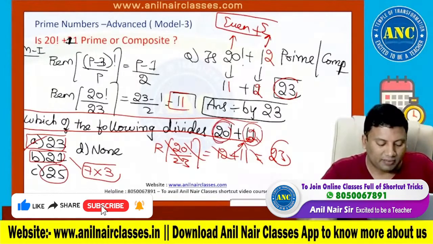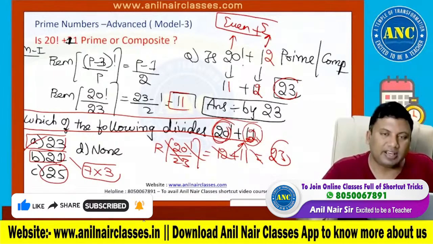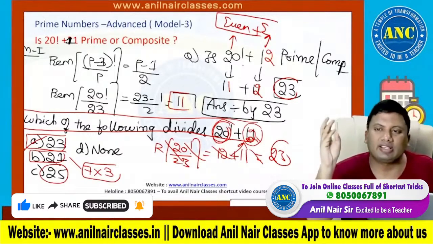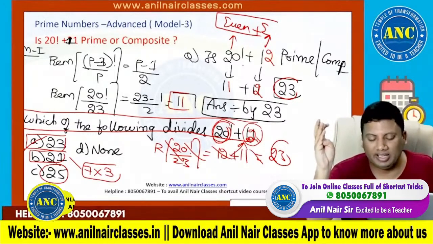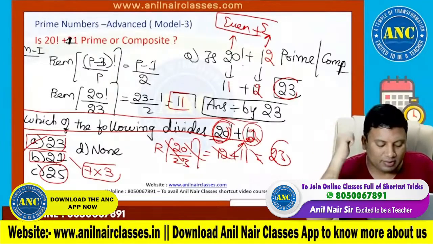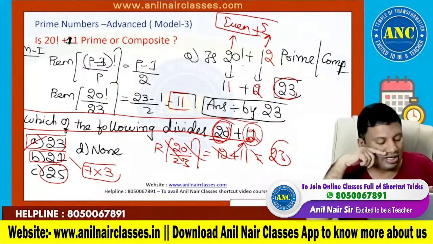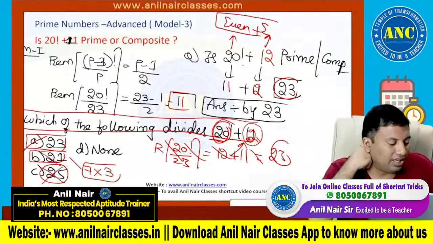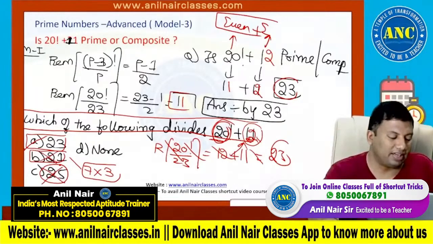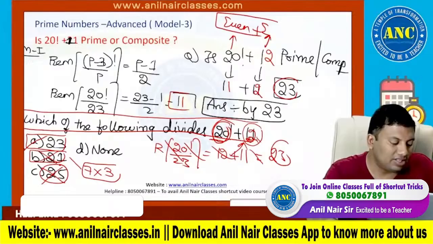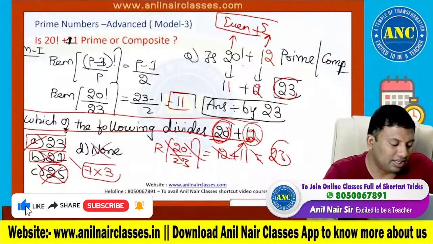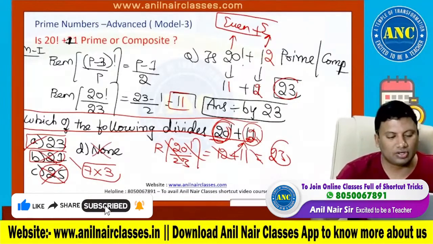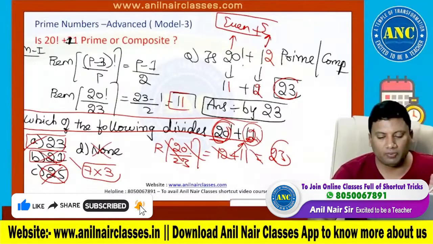25. Here, 20 factorial contains 5, 10, 15, 20. It is divisible by 25. 12 is not divisible by 25. 21 cannot be the answer. 25 cannot be the answer. None of these three is right, but 23 is right. So none is also eliminated. I hope the idea is clear.